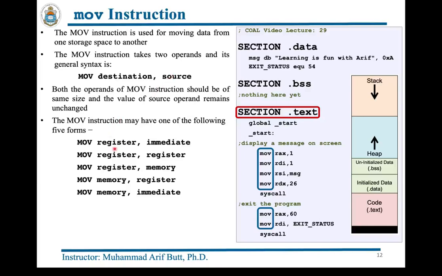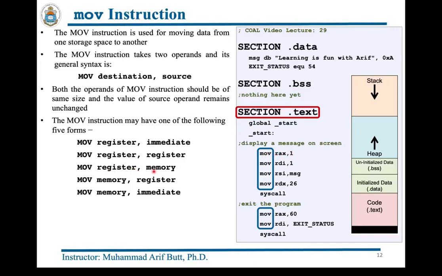And the move instruction in x86-64 may have one of the following 5 forms. Move register comma immediate, that means this is the register operand, and this is the immediate value that will be placed inside this RAX after this instruction executes successfully. Move register comma register, there is no example of register comma register in this program, but we can move the contents of RBX to RAX. For example, move RAX, RBX, so RBX contents will be moved to RAX.